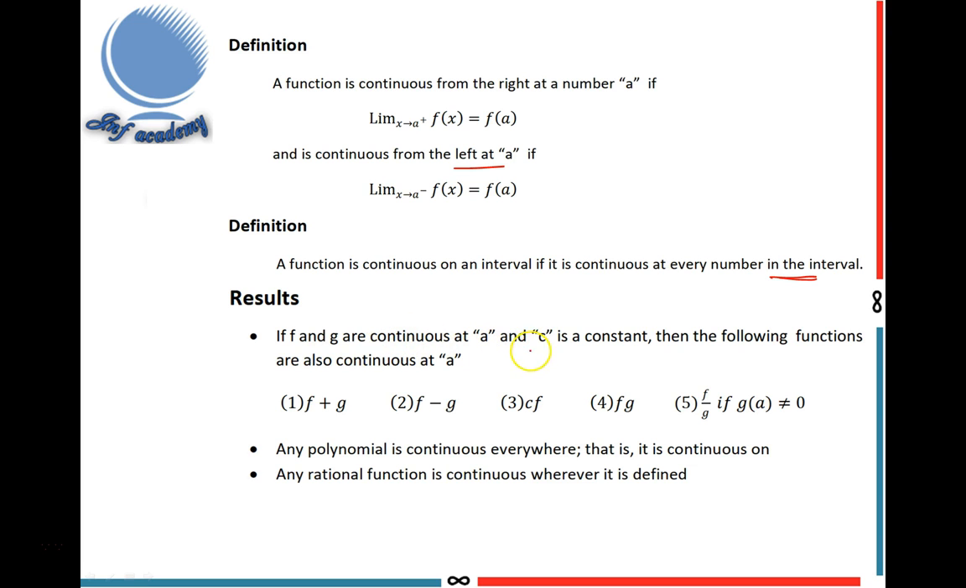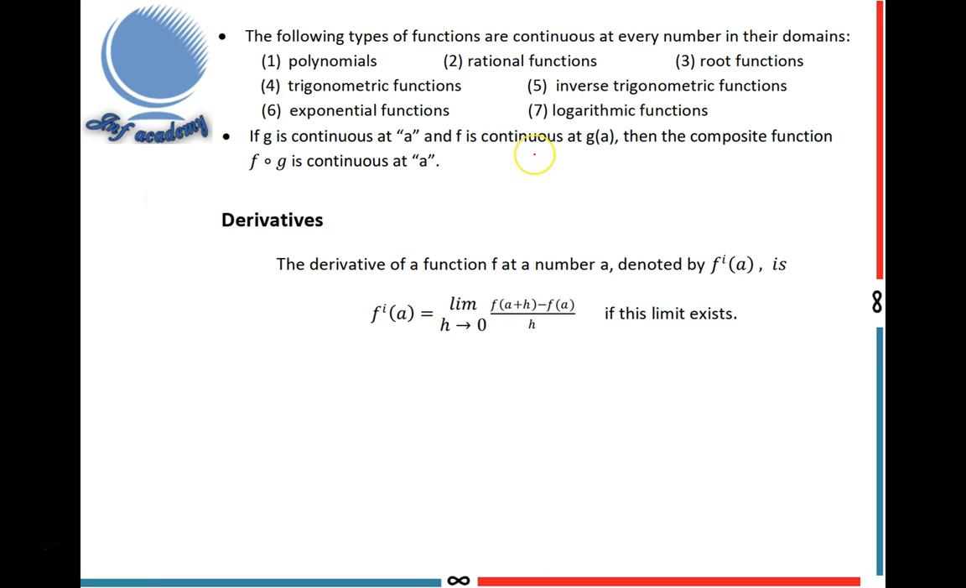If f and g are continuous at a and c is a constant, then the following functions are also continuous: f plus g, f minus g, cf, fg, and f divided by g. That is sum, subtraction, constant multiplication, product and division are also continuous. Next, any polynomial is continuous everywhere. Any rational function is continuous wherever it is defined. The following types of functions are continuous at every number in their domains: polynomial, rational function, root function, trigonometric function, inverse trigonometric function, exponential function, and logarithmic functions.